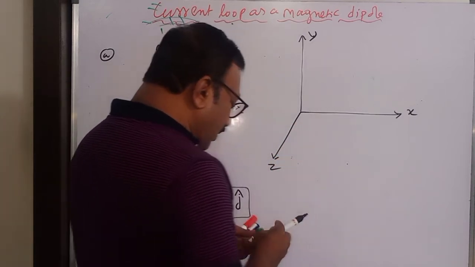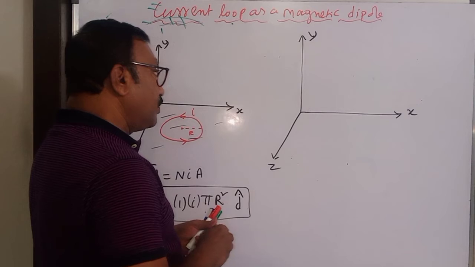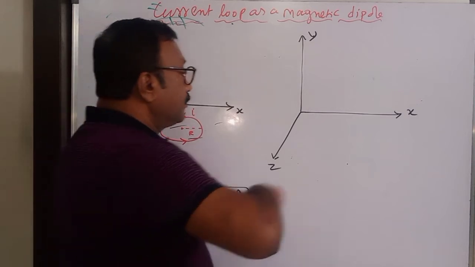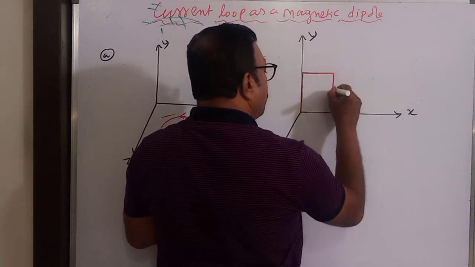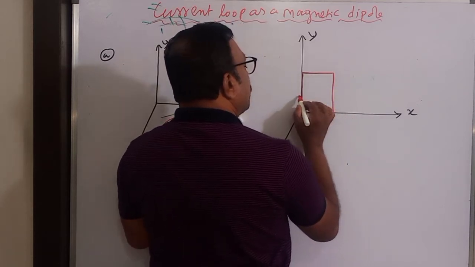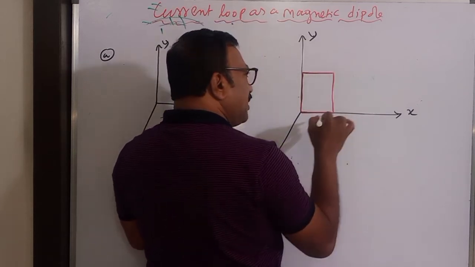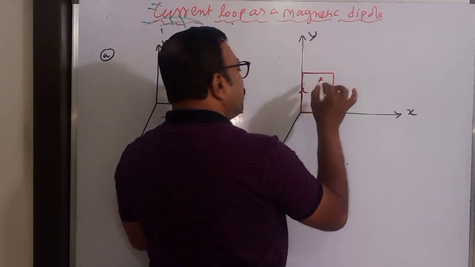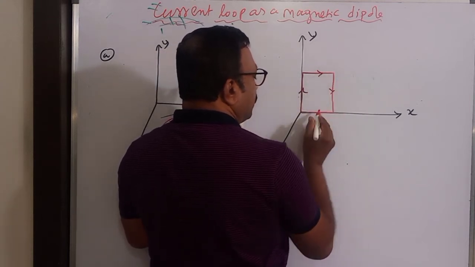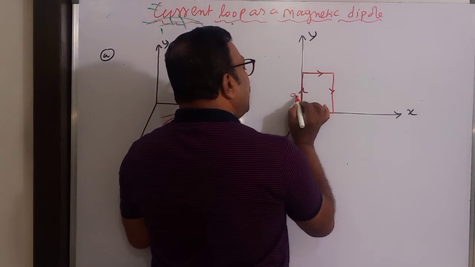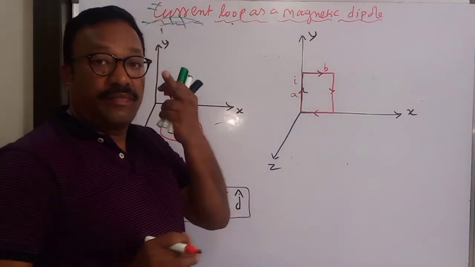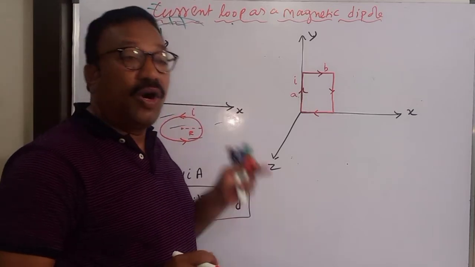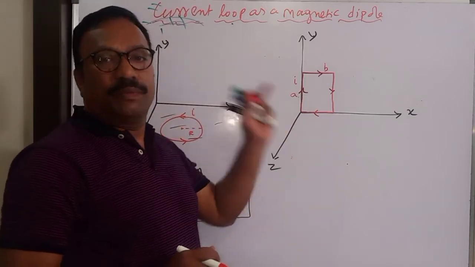I will take one current loop on XY plane now. So this is a current loop. The current is flowing like this. Let me take clockwise. This is A and this is B. Current is I. Find the magnetic moment of this current loop.